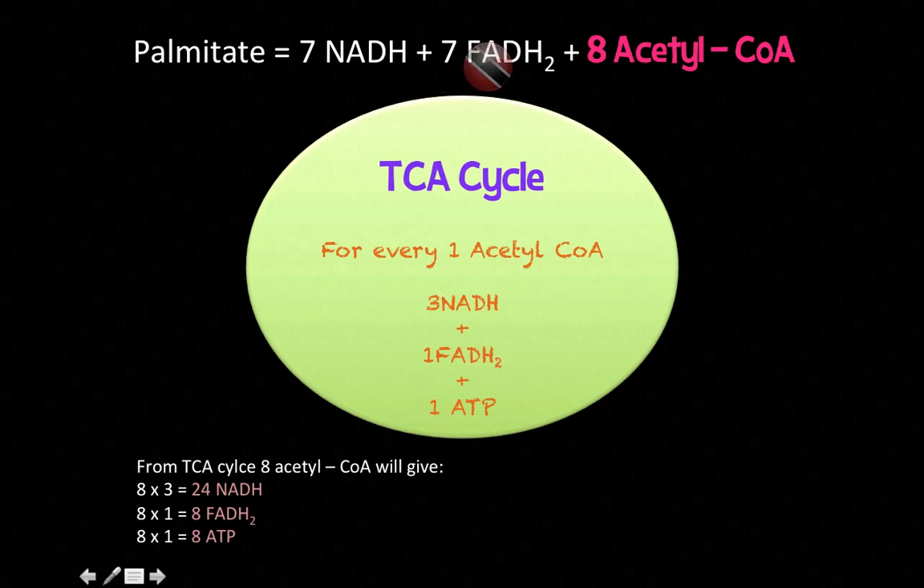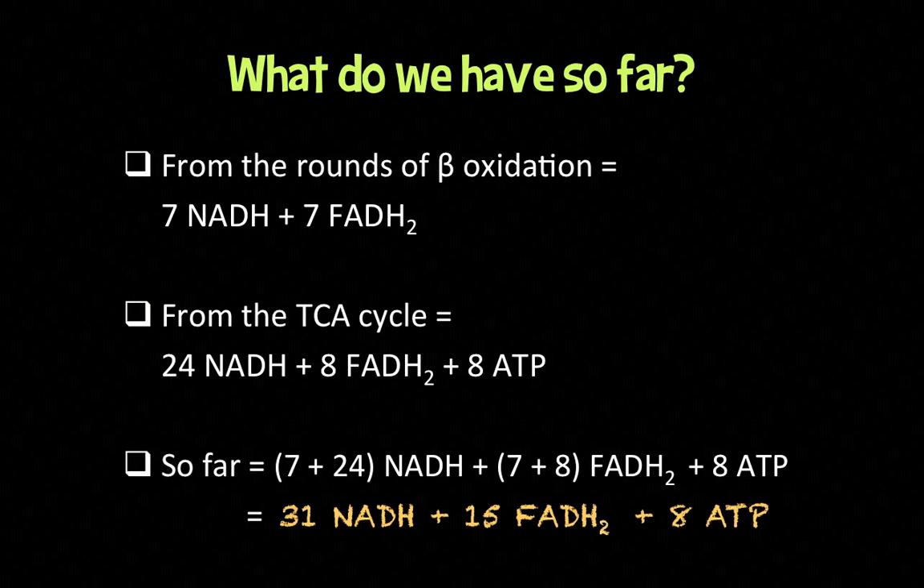Now remember, you also have NADH and FADH2 from the actual beta oxidation. And so you're going to have to be summing up everything just now. So let's just do that. Let's see what we have. All right. So from the rounds of beta oxidation, you got 7 NADH, 7 FADH2. And from the TCA cycle, you got 24 NADH, 8 FADH2, and 8 ATP. So in total, so far, we have 31 NADH, 15 FADH2, and 8 ATP.